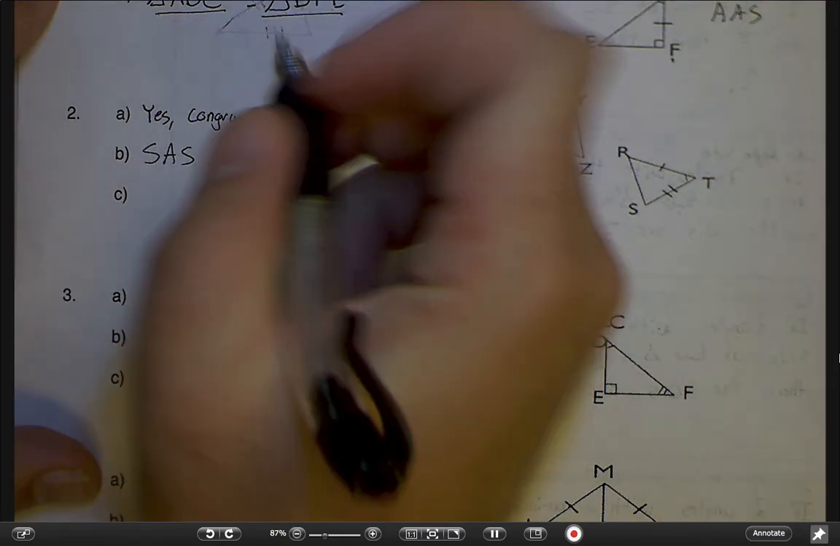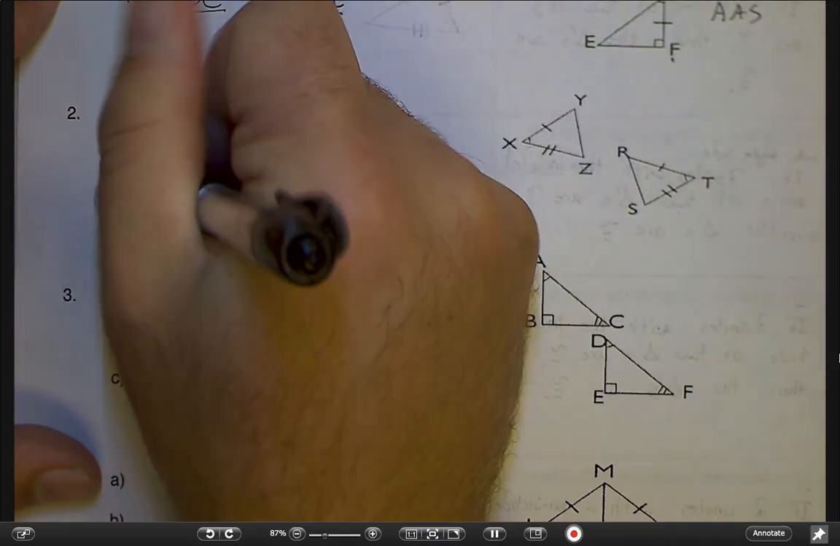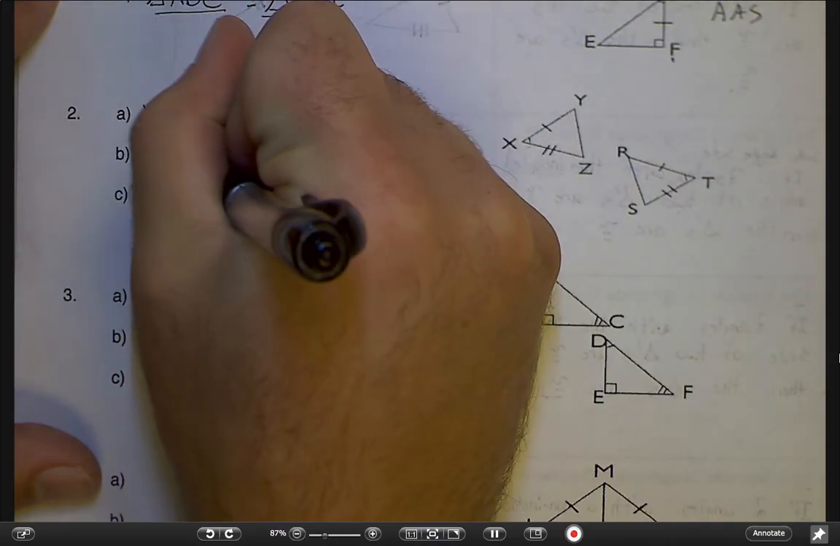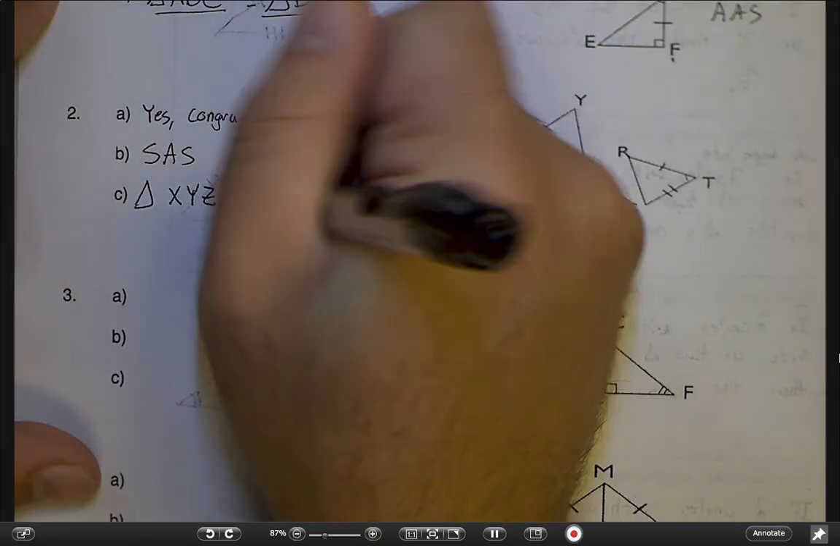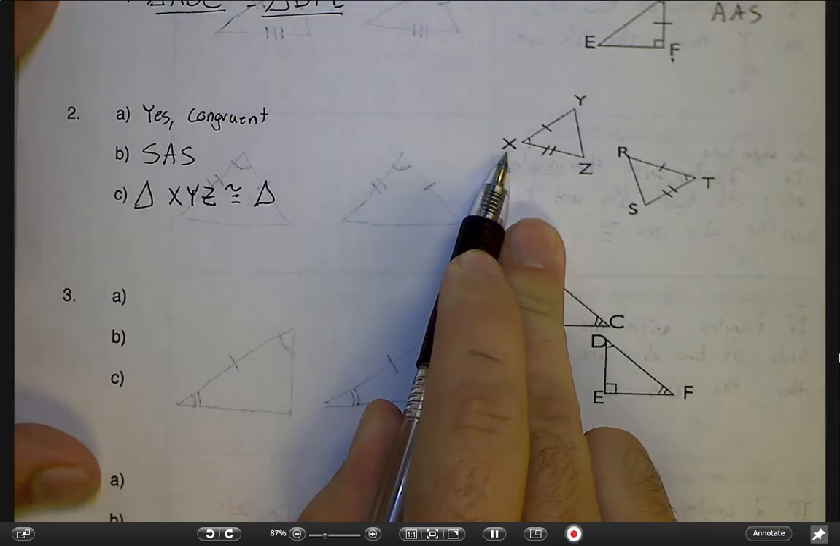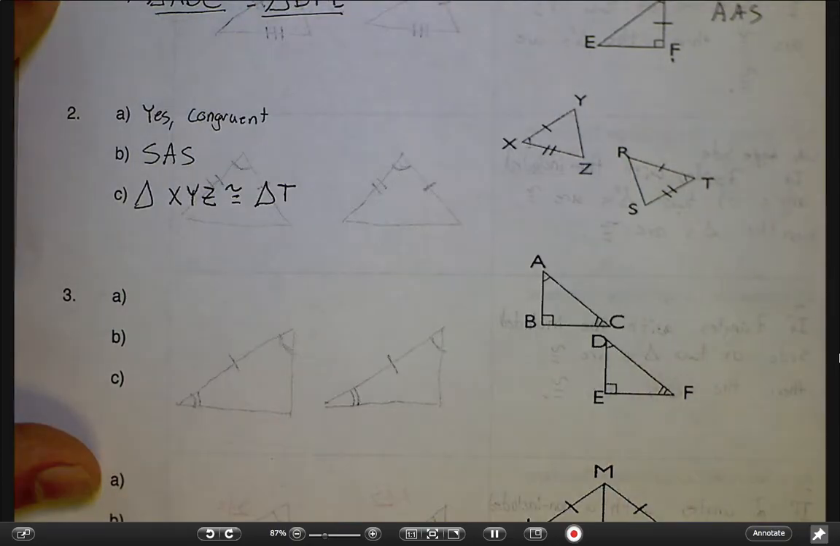And just like the first one, I'm going to start by listing one of my triangles. I'm going to start with X, Y, Z here. X, Y, Z. And that's going to be congruent to our other triangle. If I look, angle X is my marked angle. That has to go to T. So I'm going to start with T.